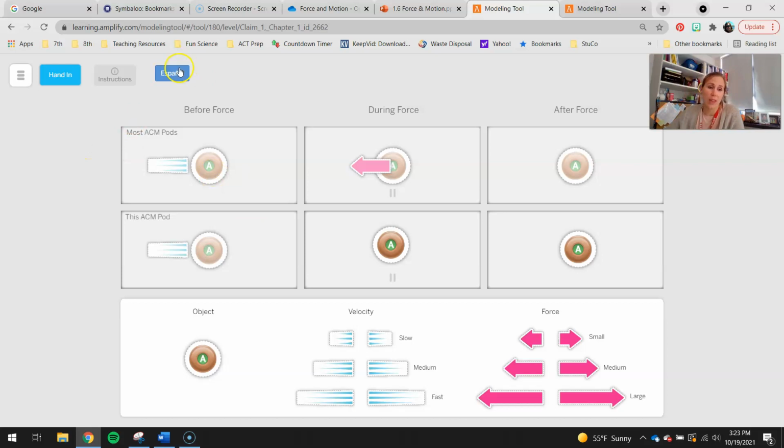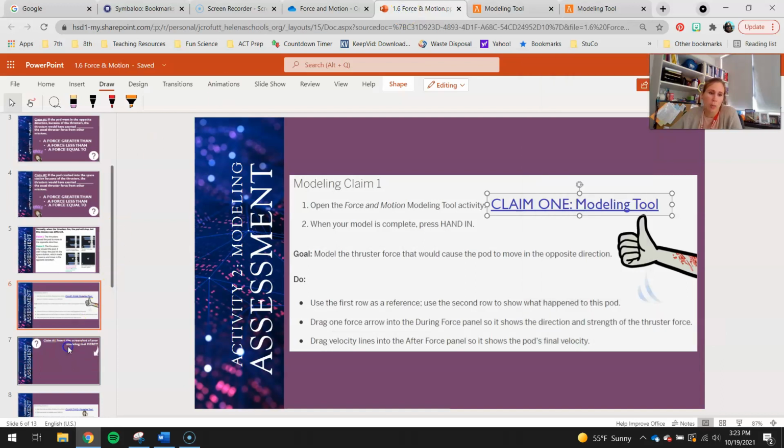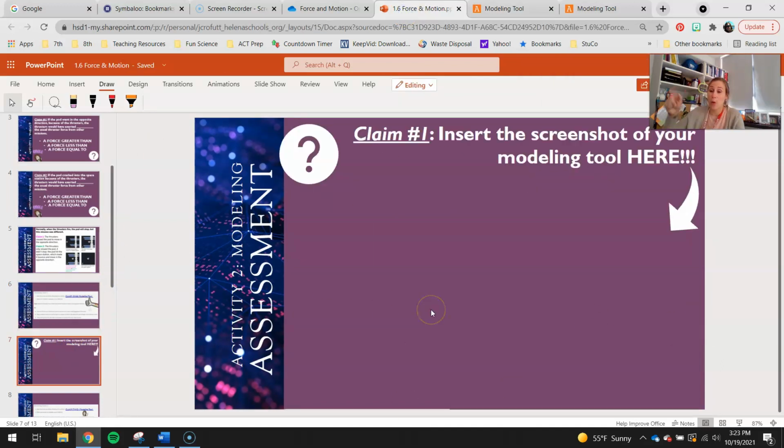Okay, when you guys are done with that, you will screenshot. Again, if you're using a Chromebook, Control Shift and then the little key above the number 6. You guys just need to screenshot this little area right here that shows before, during, and after. This is just your little key for things. So I am concerned with grading this part right here. I do not need your whole screen. Okay, so once you guys are done with that, go ahead and screenshot your modeling tool for claim 1 right here. Again, claim 1 is that the pod just turned around and moved in the opposite direction. You guys should be showing me the correct thruster strength and thruster direction for that force and the correct velocity and direction of velocity for the after pod movement.